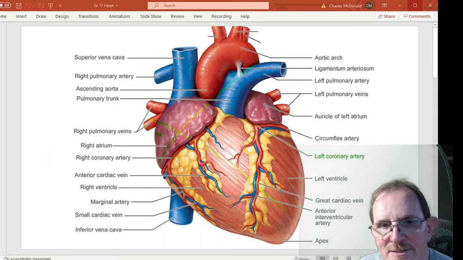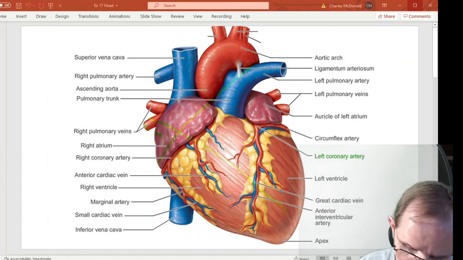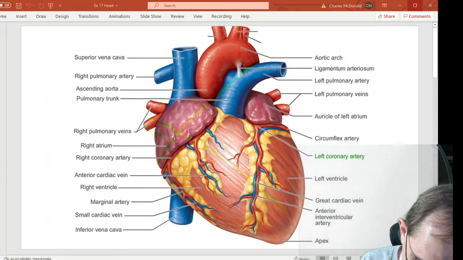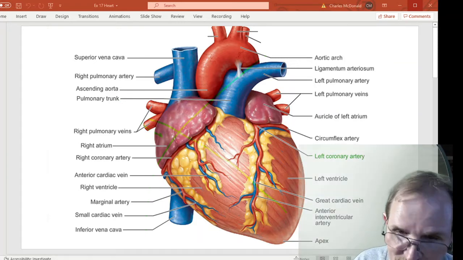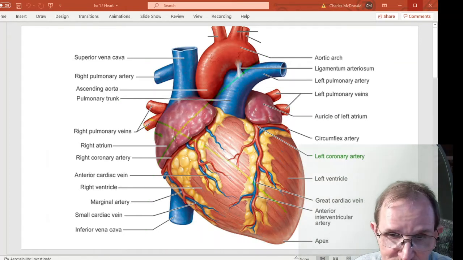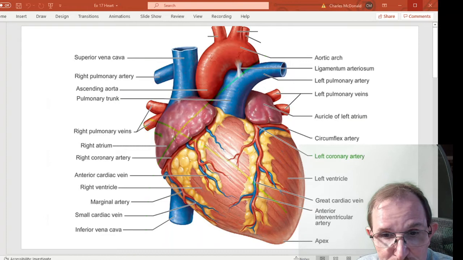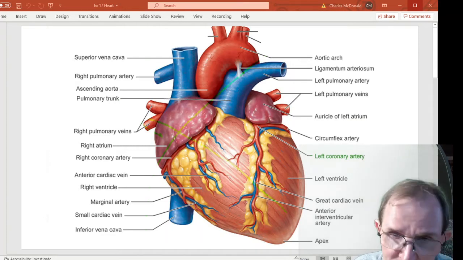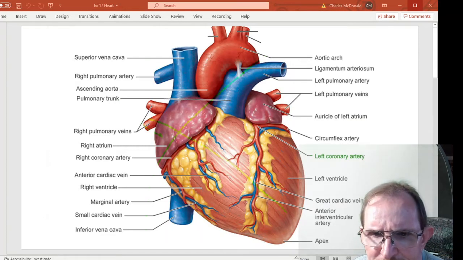This one that's going around toward the back of the heart is the circumflex artery. And by the way, these are the prime areas where we see heart attacks occurring when these arteries get blocked. Okay, let's keep going.